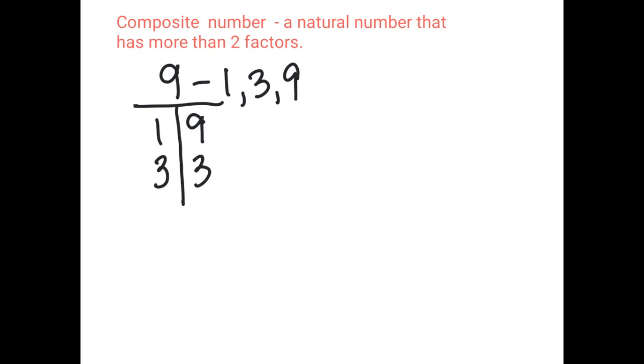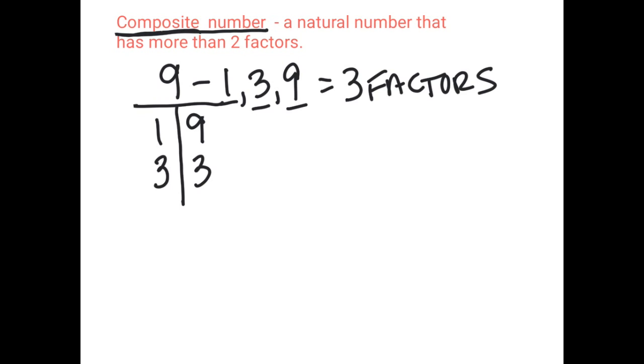So if 9 is not a prime number, then what is it called? Well, our next term, a composite number, is a natural number that has more than 2 factors. Because 9 has the factors 1, 3, and 9, it has more than 2 factors. It actually has 3 factors. By definition, it is considered a composite number.